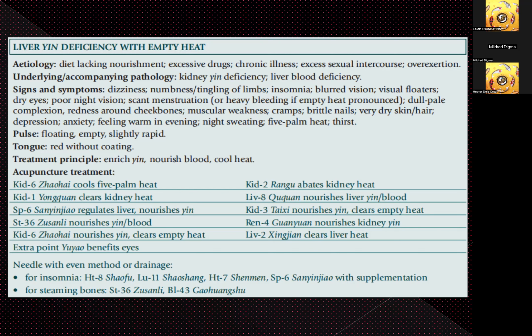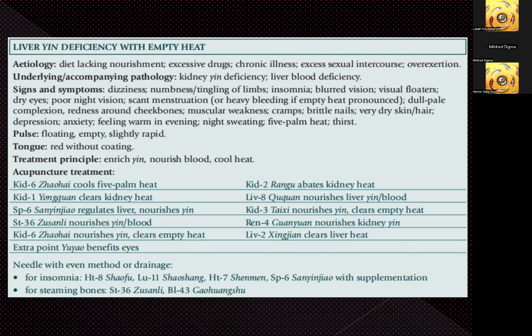Tapos, extra point po ng Yu Yao benefits eyes. Gamitin din po ang kidney 2, abates kidney heat. Tapos liver 8, liver yin blood deficiency. Kidney 3, clears empty heat. Ren 4, nourishes kidney yin. Liver 2 clears liver heat. Needle with even method or drainage.